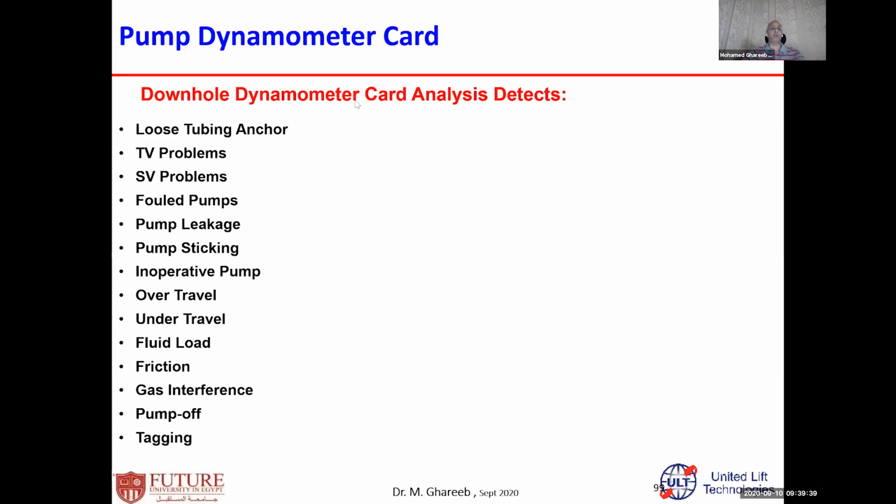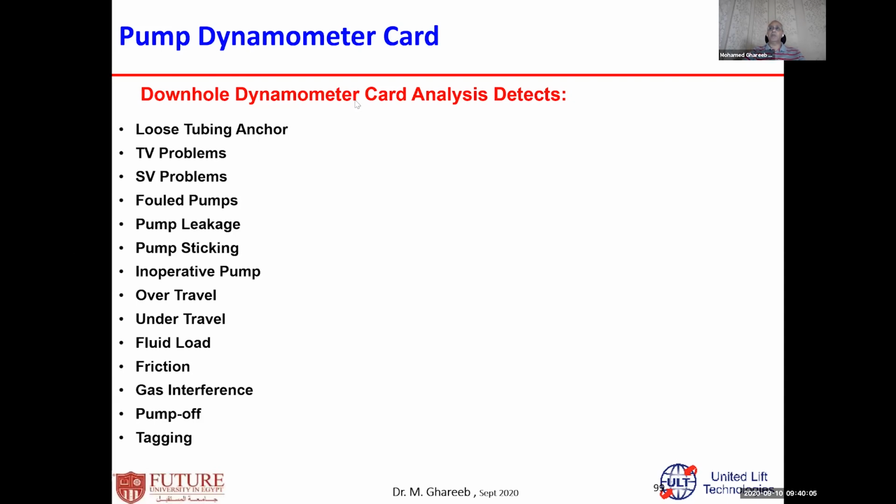Traveling valve problems, closed, stuck, leaking; fluid pound; pump leaks; what we call overtravel and undertravel, where the plunger moves higher than its normal position or lower than its normal position. Also if there is friction, a leak, gas, or some tagging.